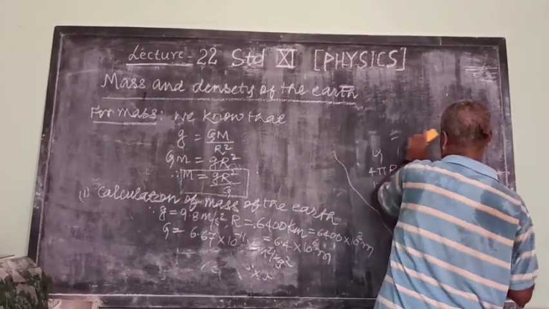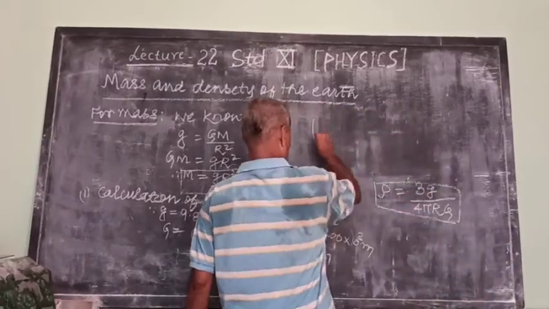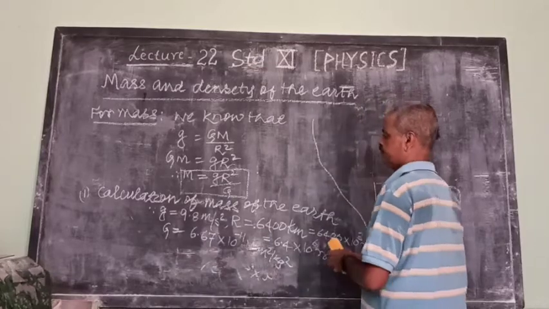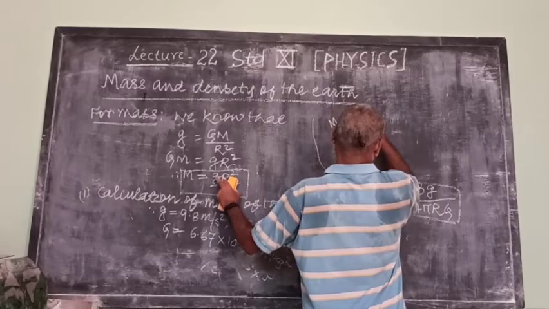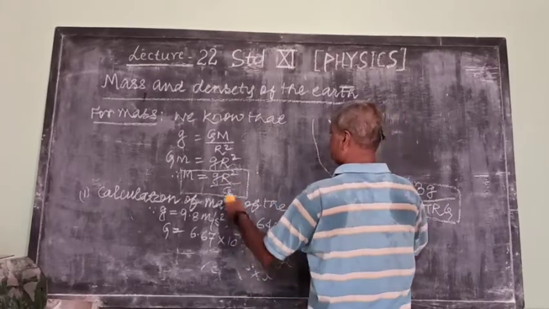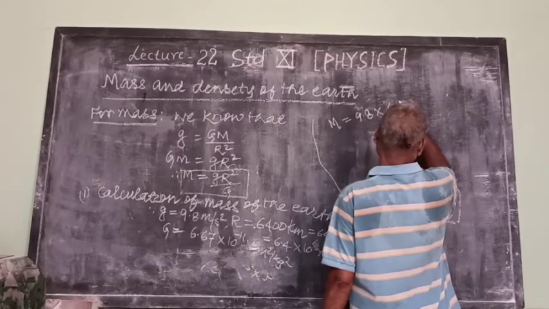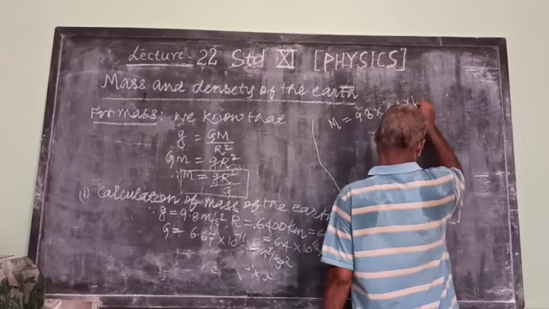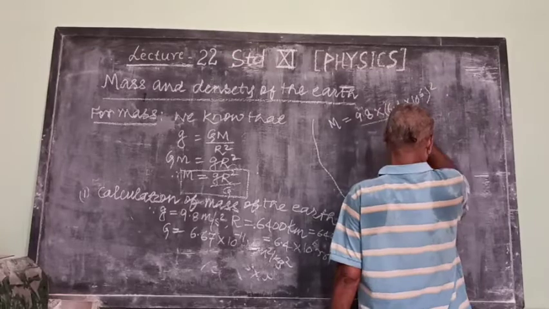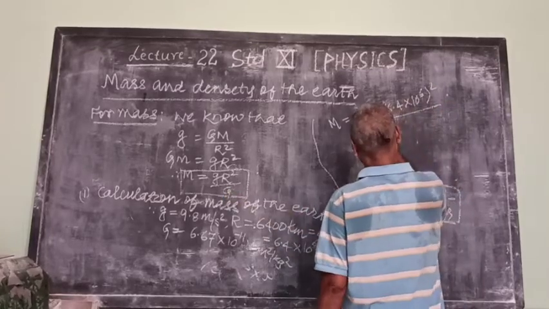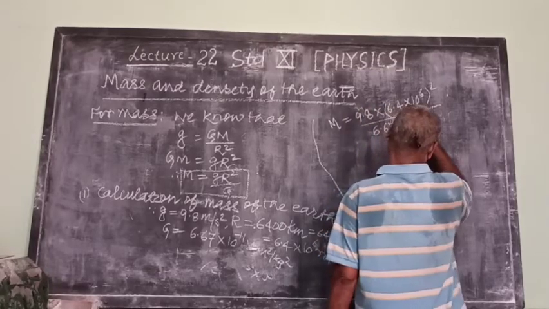So this mass can be written as M equals g R square by capital G, that is 9.8 into (6.4 into 10 to the power 6) whole square, divided by 6.67 into 10 to the power minus 11.